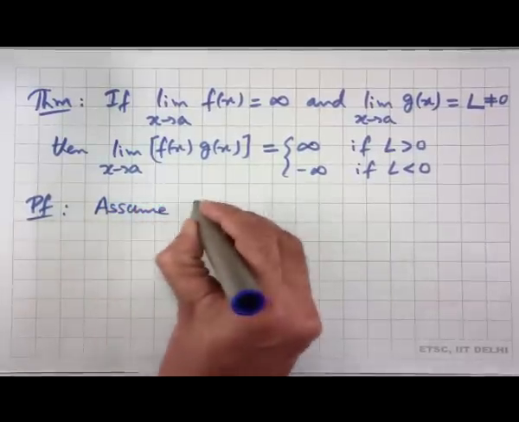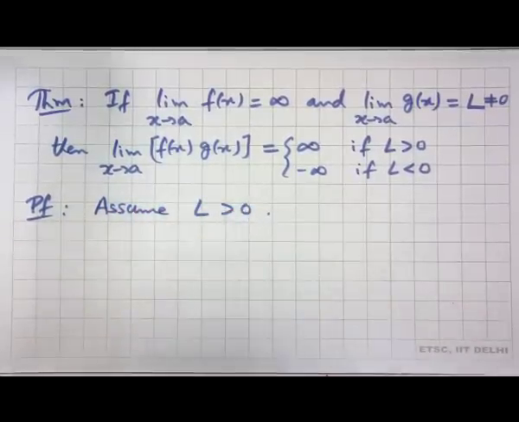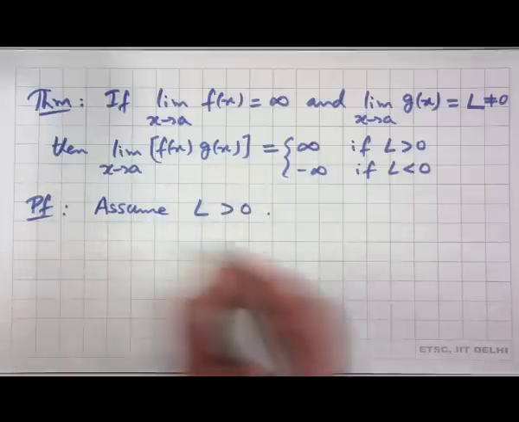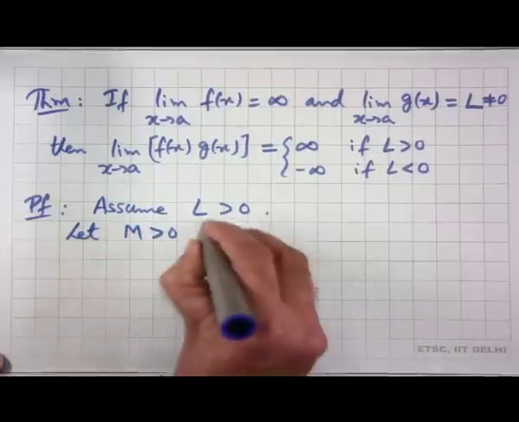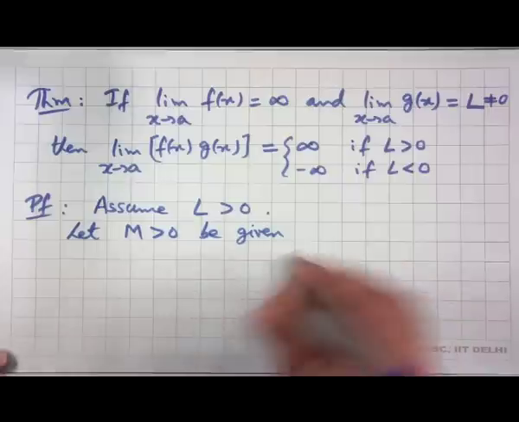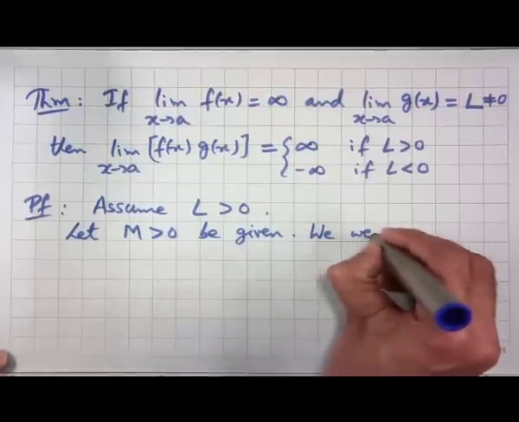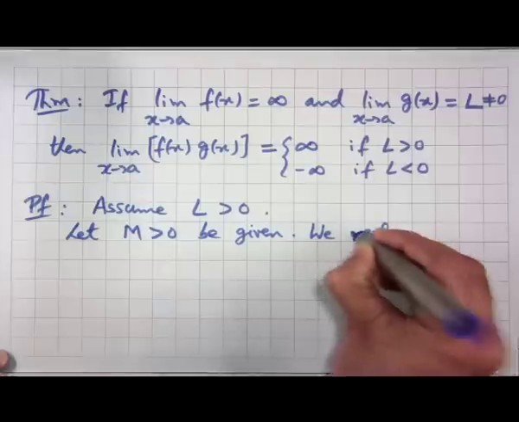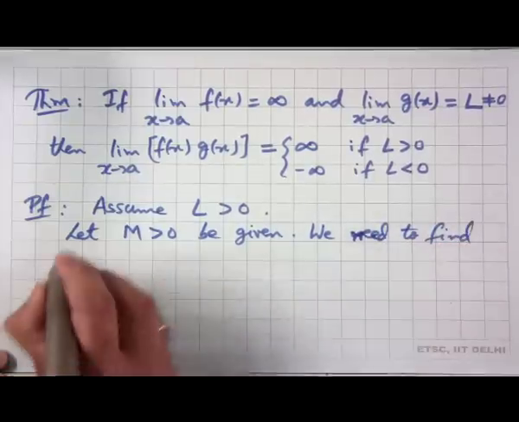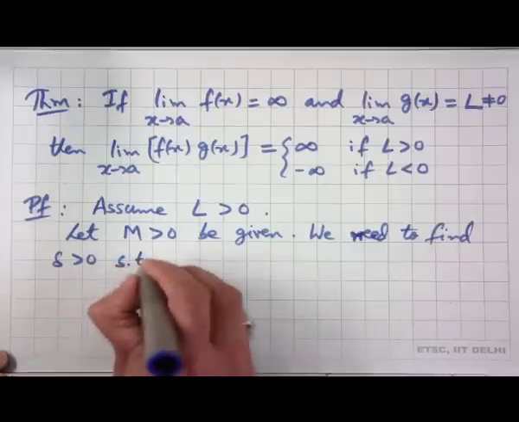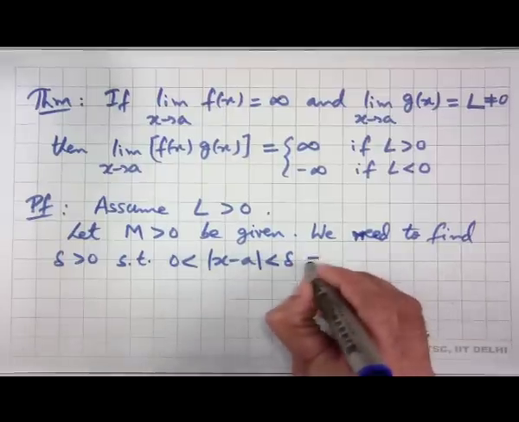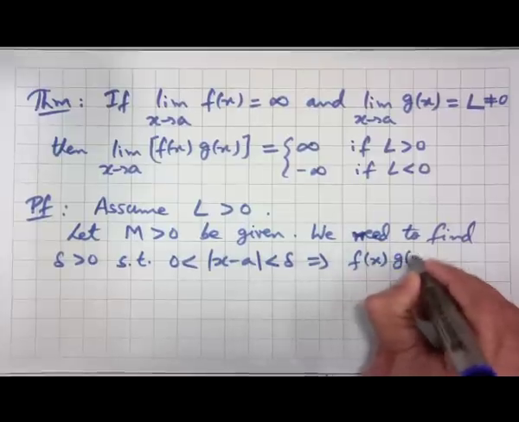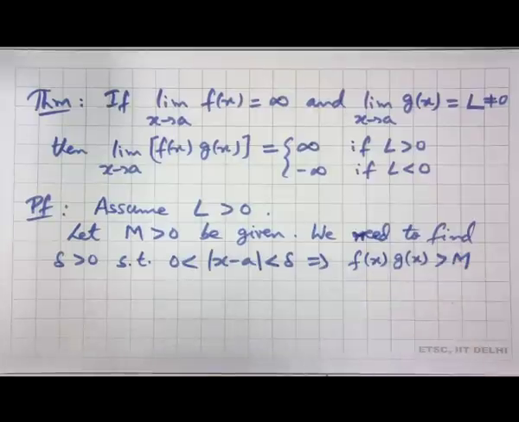So, assume L is positive. Then what we have to show is that, let m bigger than 0 be given, we need to find delta positive such that mod x minus a less than delta, x not equal to a, should imply f x times g x is greater than m.